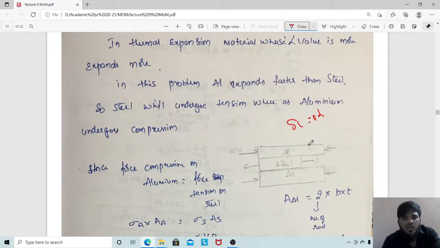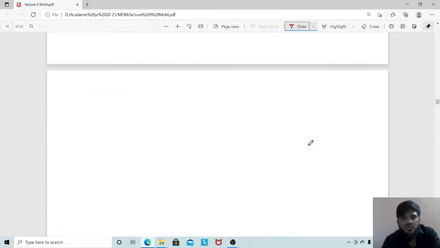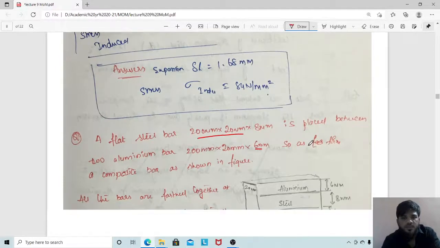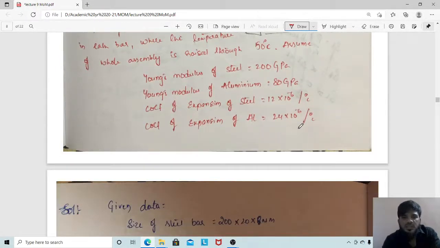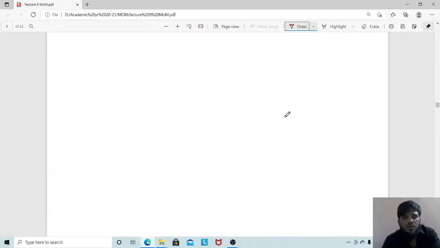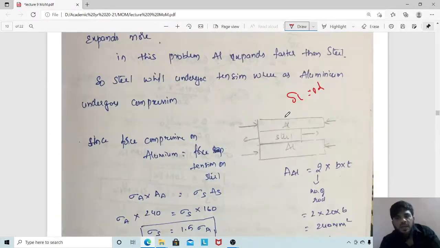So here, whose alpha value is more? If you see the question, the alpha value of aluminum is more. Here you can see it is 24, this is 12. So obviously this is the larger value, and because of that, it will expand more. Whereas the other rod expands less. So this is happening unevenly.